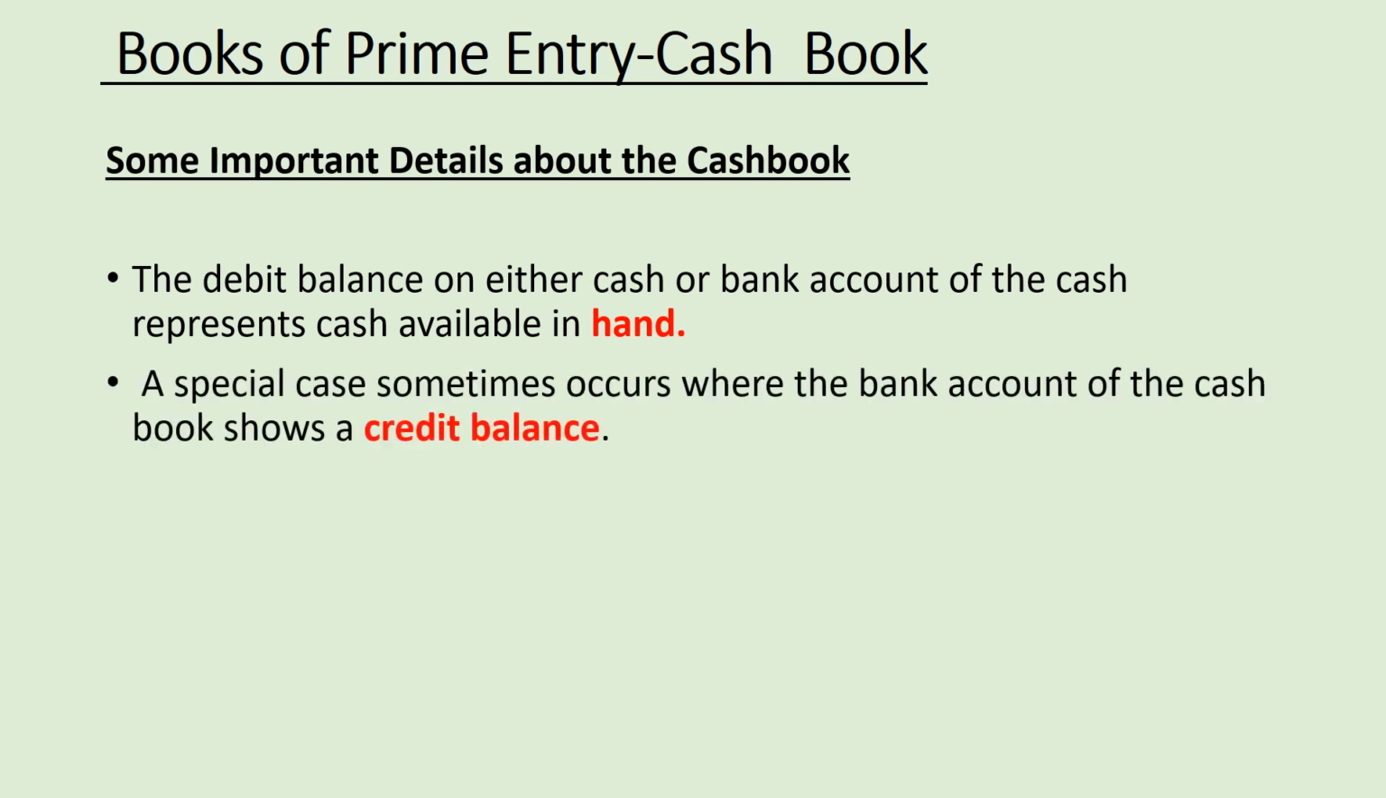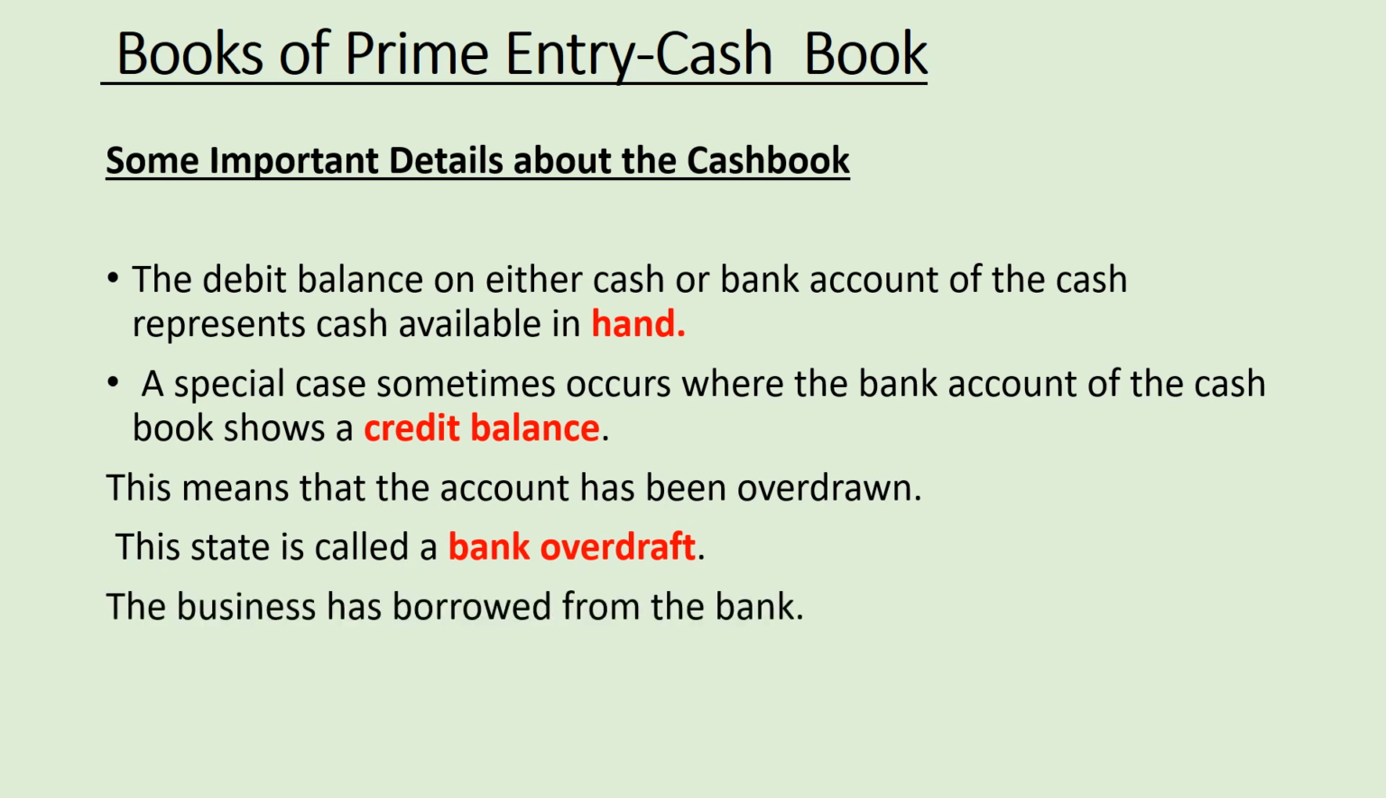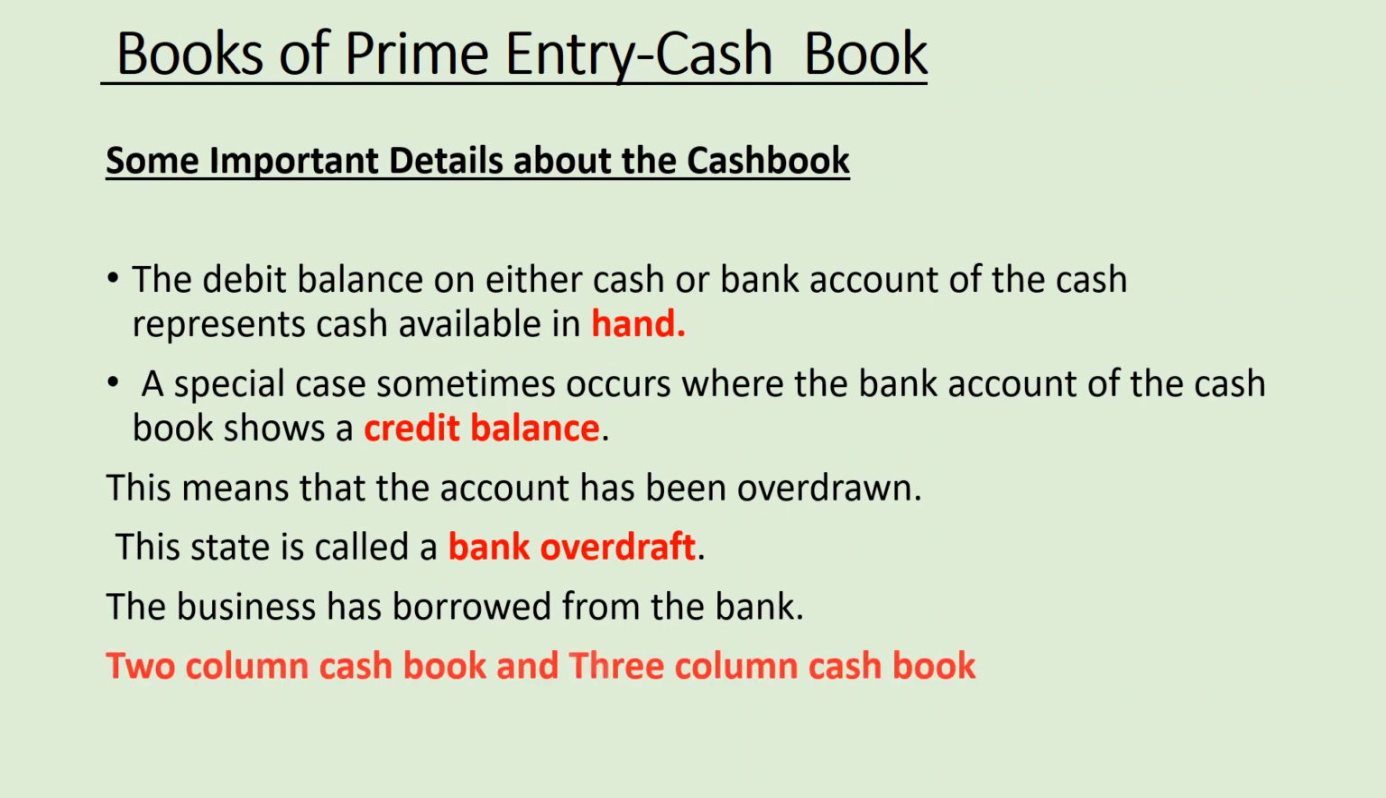So a special case sometimes occurs where the bank account of the cash book shows a credit balance. This is just a summary of what I have just said. This means that the account has been overdrawn. The state is called a bank overdraft, meaning that the business has borrowed from the bank.